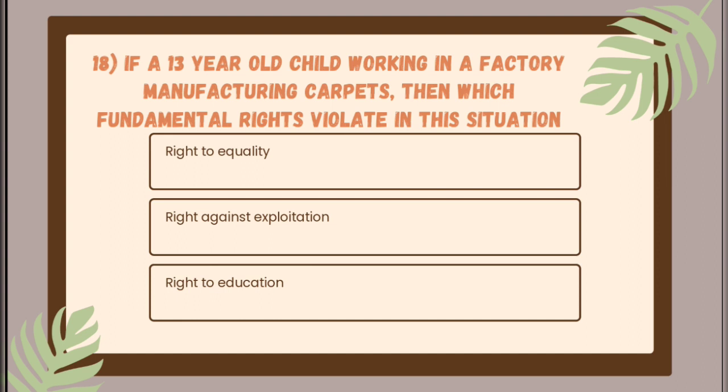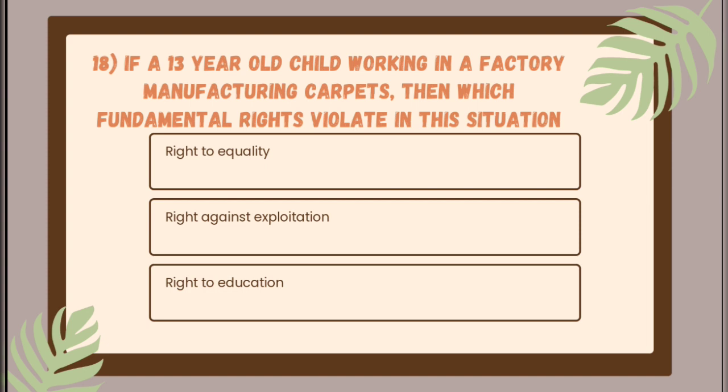If a 13-year-old child is working in a factory manufacturing carpets, then which fundamental right is violated in this situation? And the options for question number 18 are: right to equality, right against exploitation, and right to education.